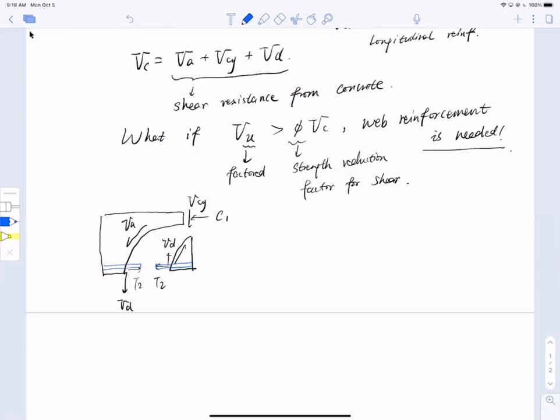Okay, so that's the bar. And this is the case without the steel.